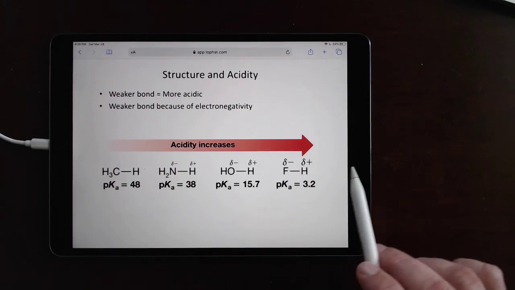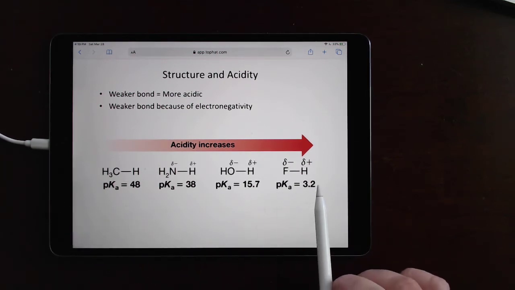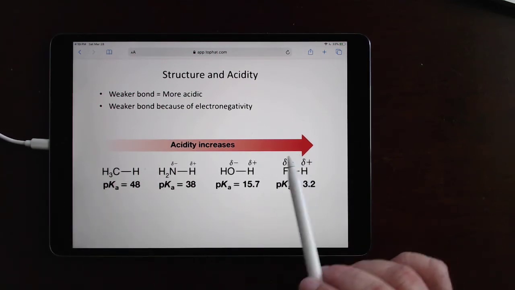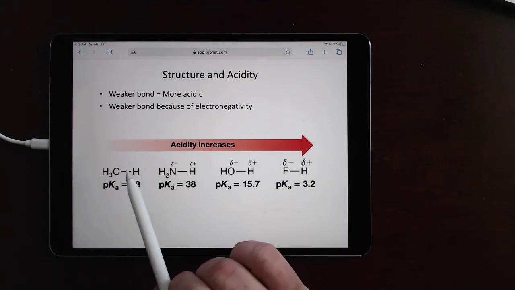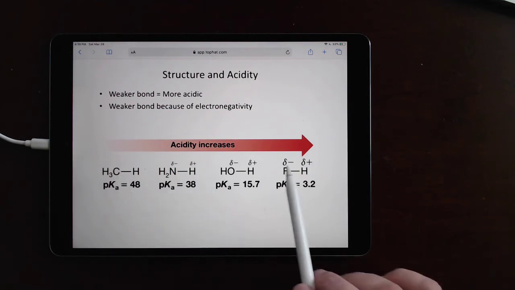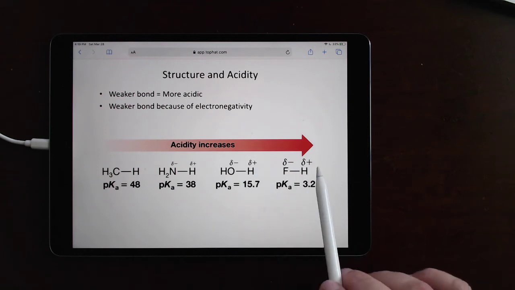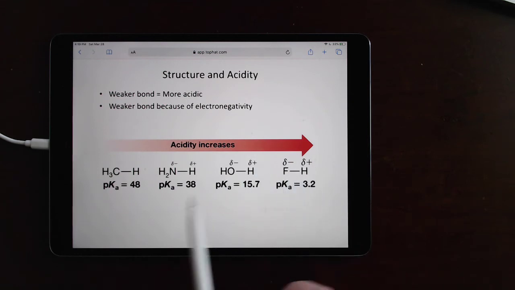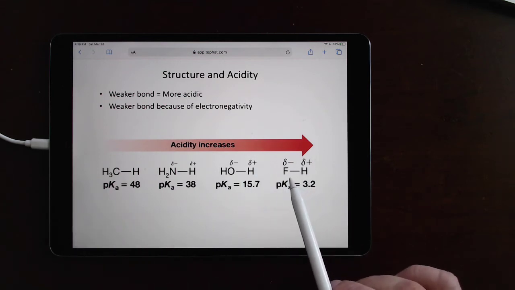As you go across from left to right, it also increases the acidity, right? So a CH bond in general is going to be pretty weak, not very acidic at all. But as you go across, right? NH, OH, and then HF. So as you go across, this is the electronegativity effect.